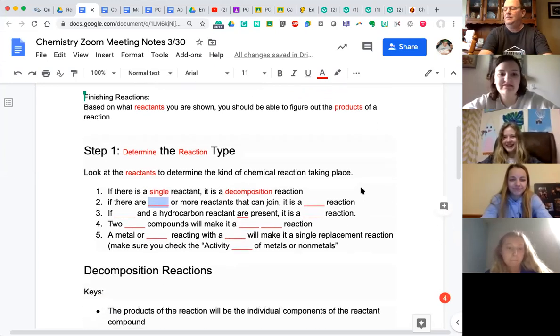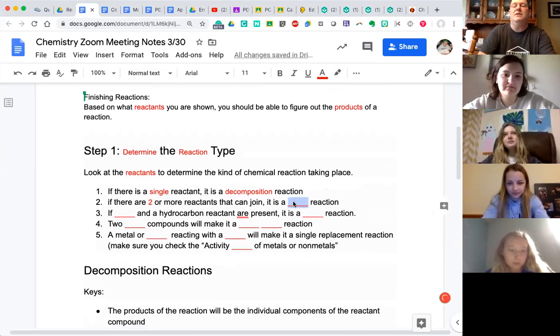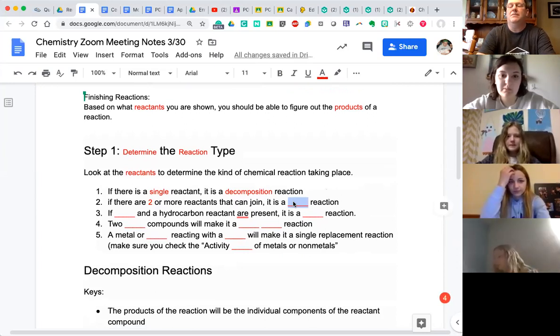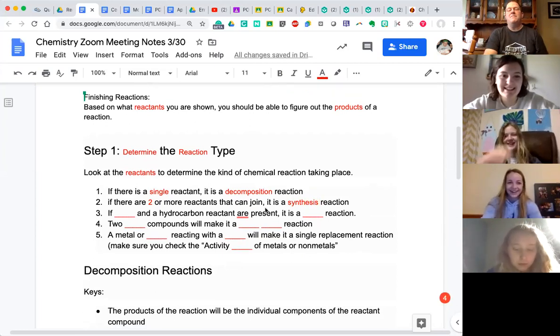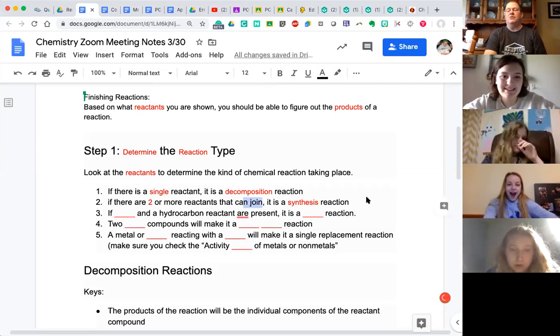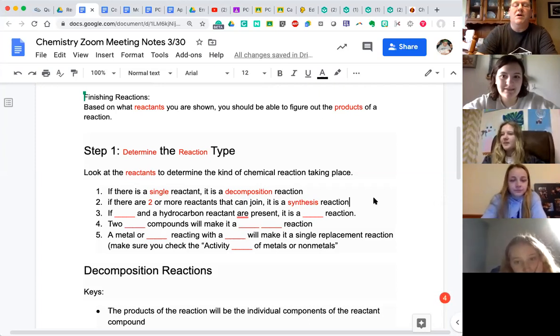Let's see. If there are two or more reactants, then it can join. McKenna, it's a what? Two or more reactants that can join together. Double replacement? No. Replacement? No. Combustion? No. And synthesis. Yeah. So that part about them being able to join is not really that easy. Sometimes I'll have to maybe tell you it's one product.